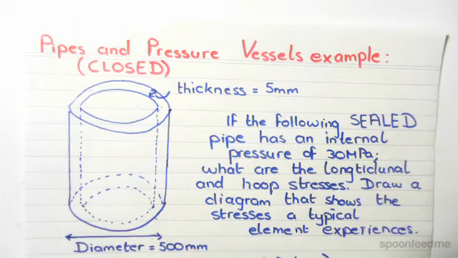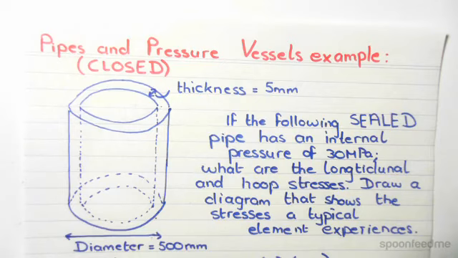The following example presents to you a closed pipe. We've got a pipe which has a thickness of 5 millimeters and a diameter of 500 millimeters. It's sealed and it has an internal pressure of 30 megapascals. Now bear in mind, unlike the previous example, this one is sealed, so we have both longitudinal stresses and hoop stresses, okay? After we calculate the longitudinal stresses and hoop stresses, we have to draw a diagram that displays them, okay?